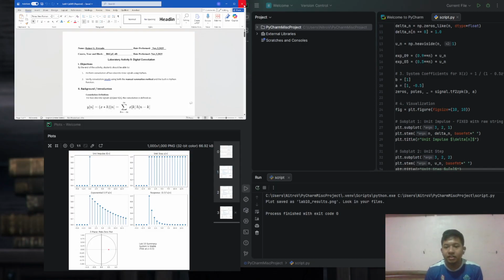We answer now the guide questions. As you can see here, this is the code and this is my output, similar to the plot. So we were asked if the system is stable. Yes, the system is stable.